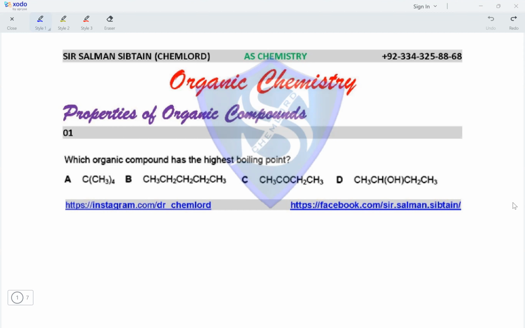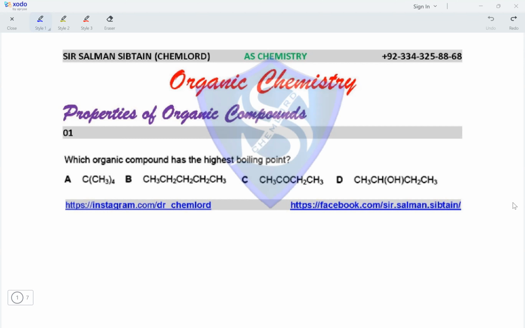If we compare C with A and B, C has a C double bond O group present, which has a difference of electronegativity in it, which means molecules of C would have permanent dipole-dipole attractions between the molecules. So because of a stronger intermolecular force of attraction, the boiling point of C would be greater than that of A and B. And in D, we've got the OH group.